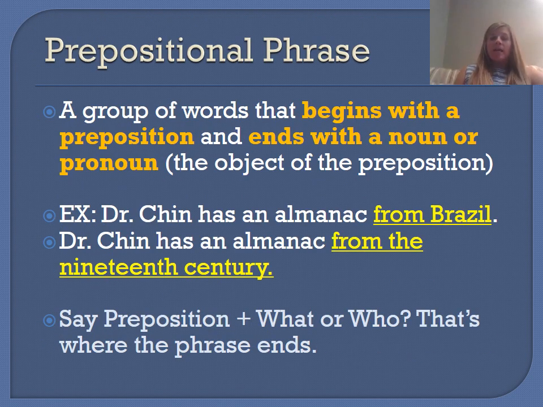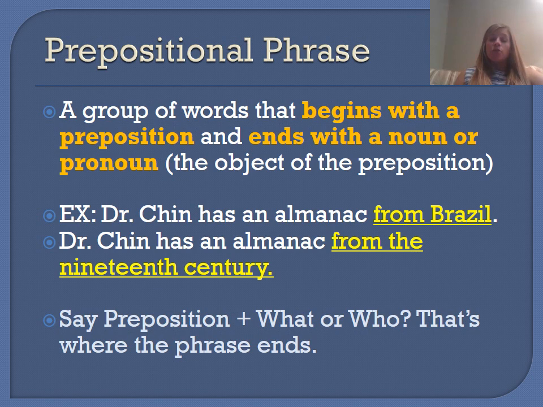Moving on. Now that you know what a preposition is, you're going to be able to find a prepositional phrase. A prepositional phrase always begins with a preposition. Don't forget that. So if you can find the preposition, you can find where the prepositional phrase begins. It's going to end with a noun or a pronoun. Look at this example that we've given you. Now I know we've already underlined the prepositional phrase for you, but let's kind of work backwards here. Dr. Chen has an almanac from Brazil.